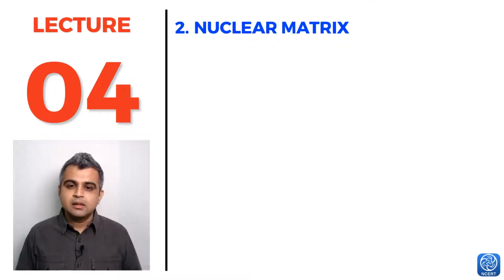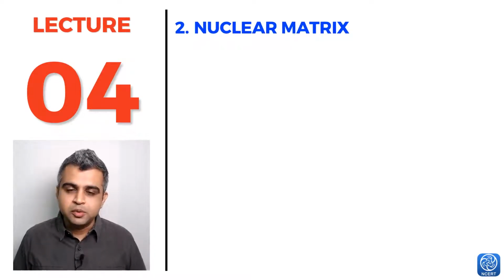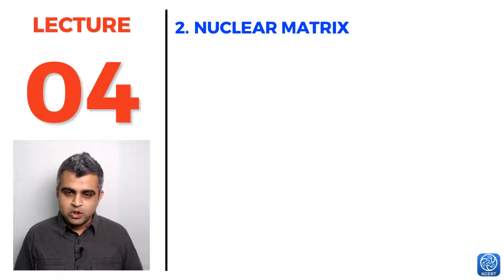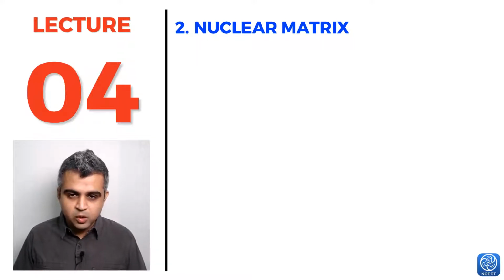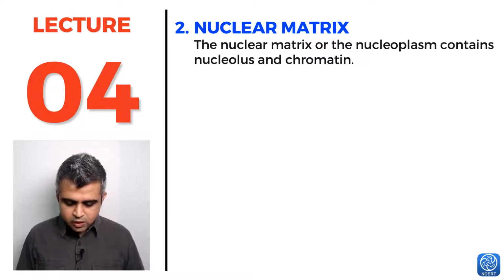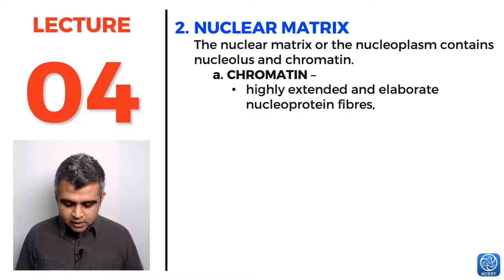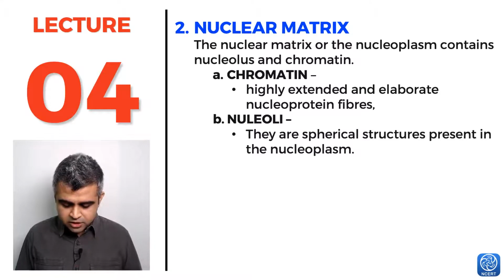The next thing, the final thing about the nucleus is the nuclear matrix, which, as you now know, is going to comprise chromatin and the nucleolus. So first, the nuclear matrix or the nucleoplasm contains nucleolus and chromatin. Chromatin is a highly extended and elaborate nucleoprotein fiber, and nucleoli are spherical structures in the nucleoplasm.